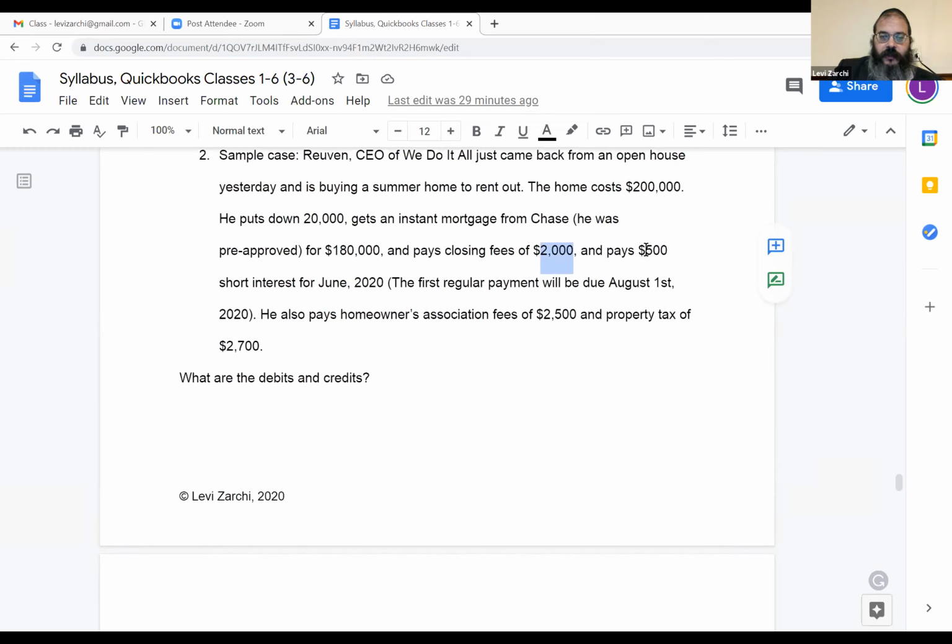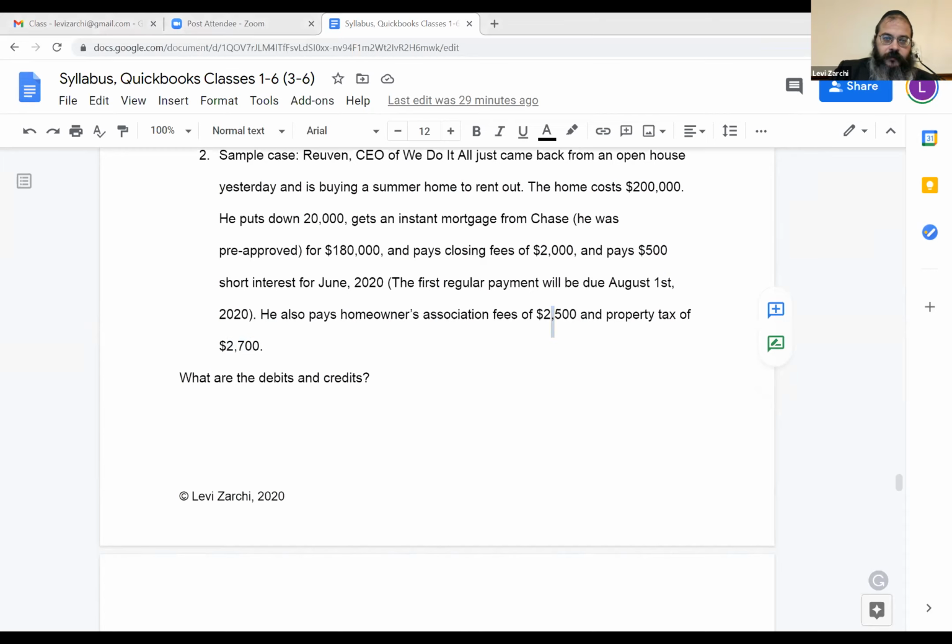The $500 interest is an actual expense because it's not part of the house. If you had the money, you would pay it up. You would still pay the $2,000 closing fee, but because you borrow the money, you have an expense of $500. And then association fees are an expense, and property tax is also an expense, which will further bring up his owner's equity, his members' equity.